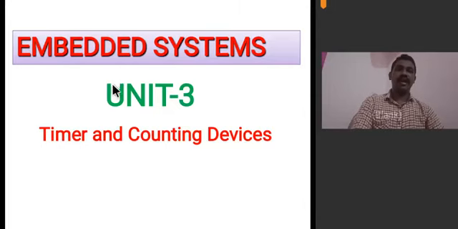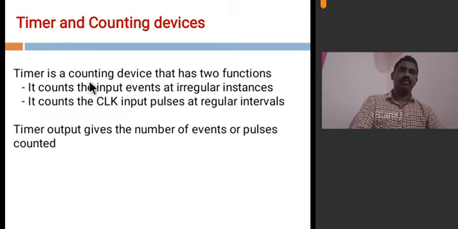In this class, I am going to deal with timers and counting devices. In general, timers are used for generating delays in embedded applications or for doing multitasking. The timer internally includes a counter for counting purposes. With the help of the count, the timer will generate delays. Let us see what a timer is and why a timer is used.